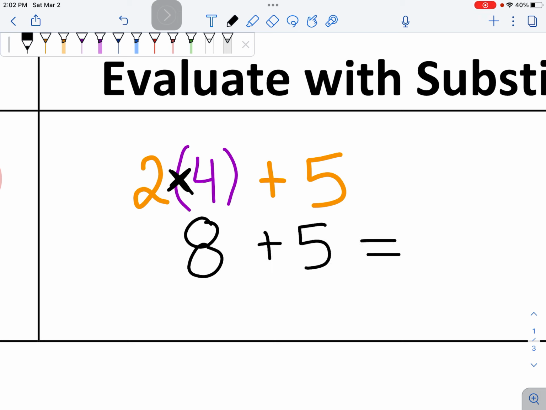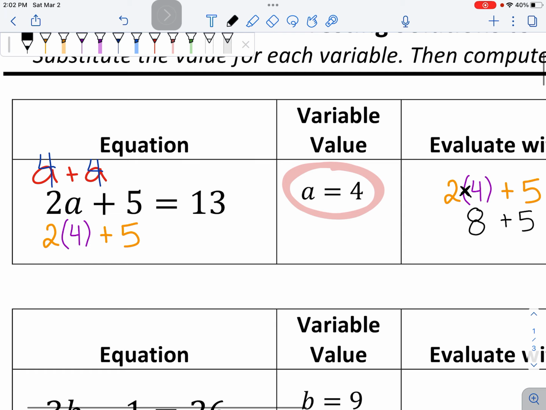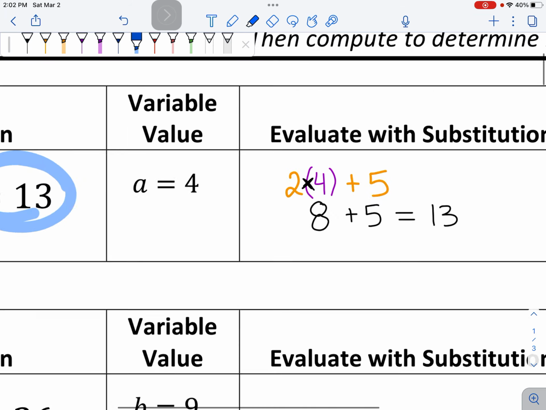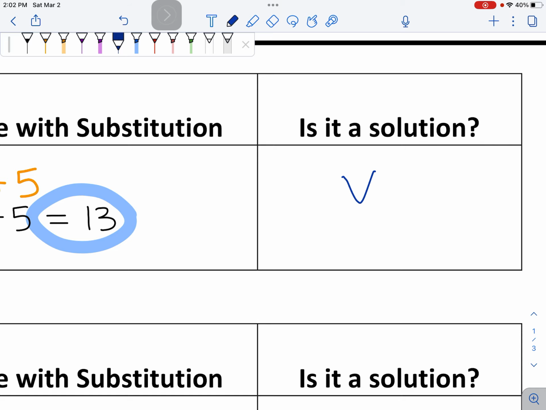Then I'll look back over at my original box where it says equation. It says that it should equal 13. My answer says that it equals 13. Then that means, is it a solution? Yes. Yes, it is.